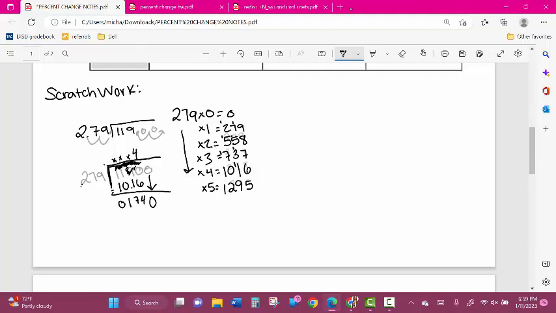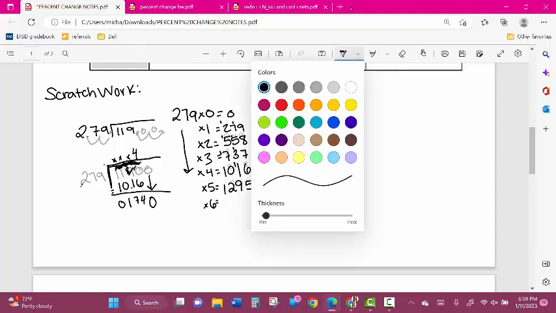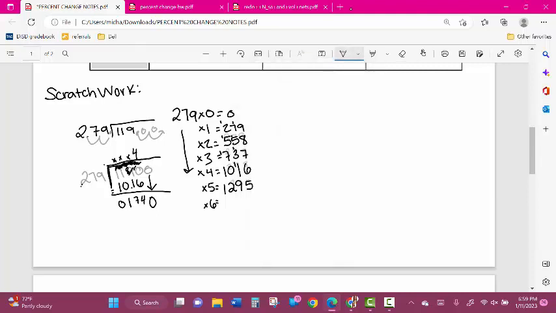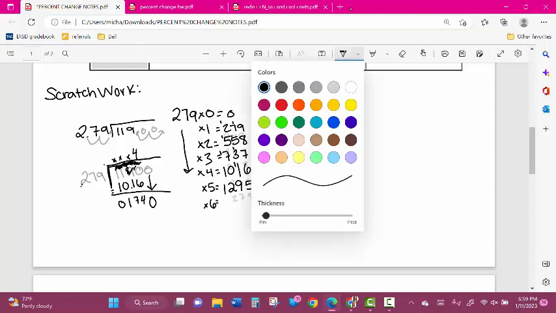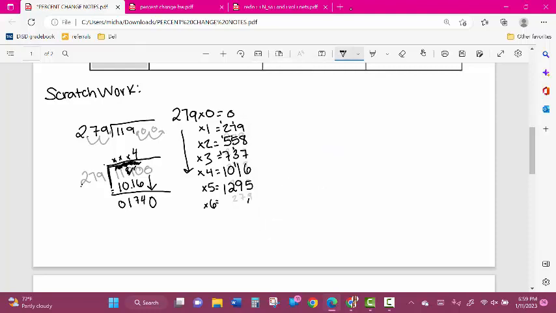I think I can probably still fit some more 200s in there, so let's go times 6. Okay, and so since I'm adding in another multiple, I'll need to add in 279 more. Okay, 5 and 9 is 14. 9 and 1 is 10, plus 7 is 17. 1 and 2 is 3, plus 2 is 5. And then 1 and nothing is 1.